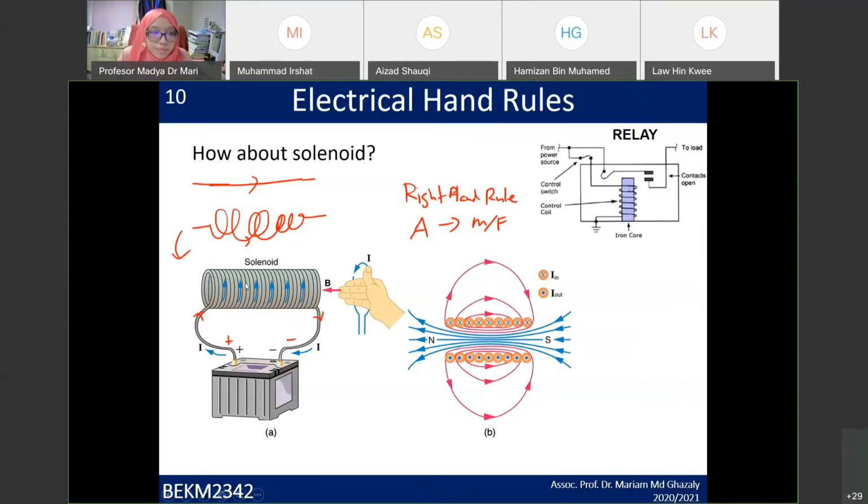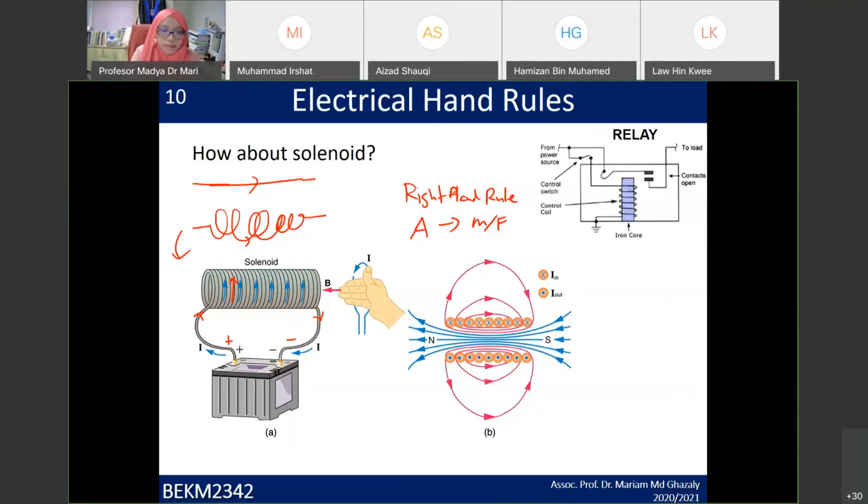If you have this solenoid, what are the directions? This is very simple. Imagine that you have a solenoid. You determine the motion using first the direction of the current. Right now the current is moving upward like this. You put your hand like this, then the current is moving upward. So you can see that the field is moving in the counterclockwise direction.